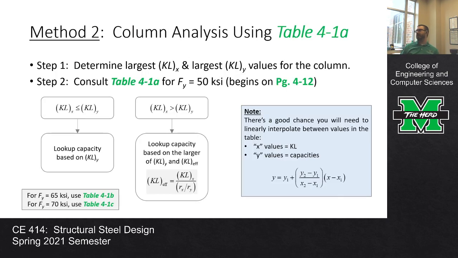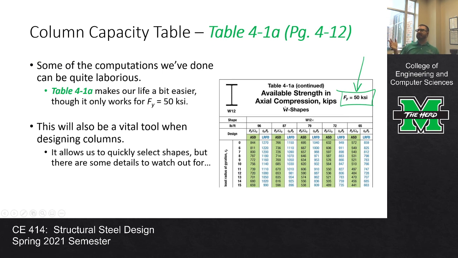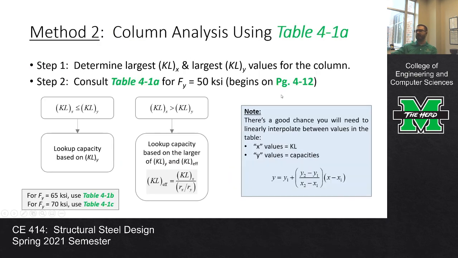The other thing worth mentioning is that you are going to be doing some linear interpolation, because if you look at the table, the capacities are listed based off a KL of 10 feet, a KL of 11 feet, a KL of 12 feet. Well, what if your KL isn't 10 feet or 11 feet? What if it's 10.6? You have to interpolate between those two values, so you have to break out your old friend linear interpolation. We're going to focus on that on Monday.